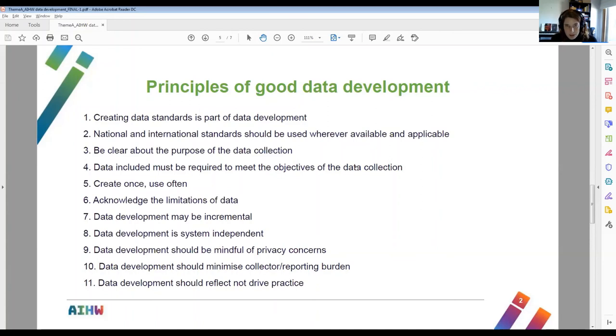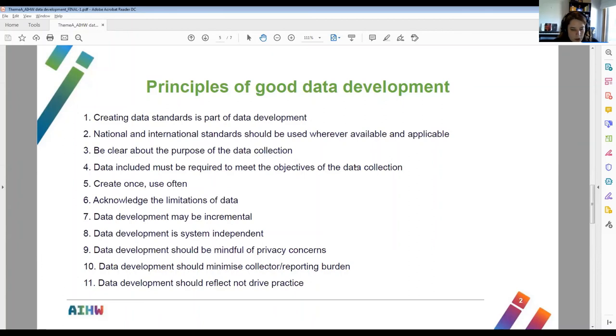Data development is a methodological process which is informed by a set of guiding principles outlined on this slide. For the purposes of today's workshop, we'll just emphasise two of these principles. Principle three is about being clear about the purpose of the data collection. This primarily involves considering what questions you're trying to answer with the data collection and what information is required to achieve that. So these considerations will directly impact your data needs and development.